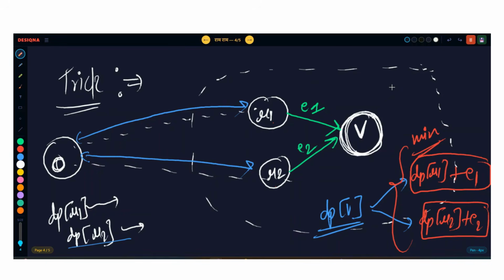This is the trick. So forget about the question and forget about the big graph. Only think about these three nodes. Whatever algorithm you can apply on these three nodes, the same algorithm you can apply on the whole graph, and that makes the question very easy.